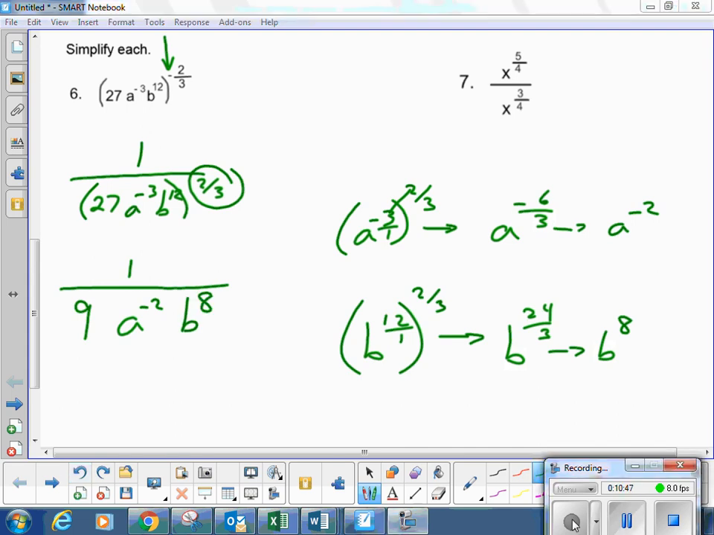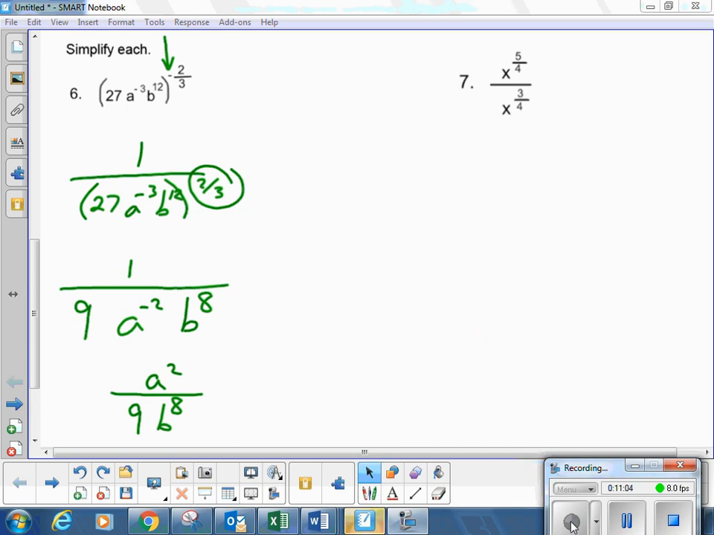And now I'm mostly done with this. The last thing, though, is that I have to move this a up to the top because it has a negative exponent on it. So the final answer should be a squared over 9b to the 8th. And that's how you do number 6.